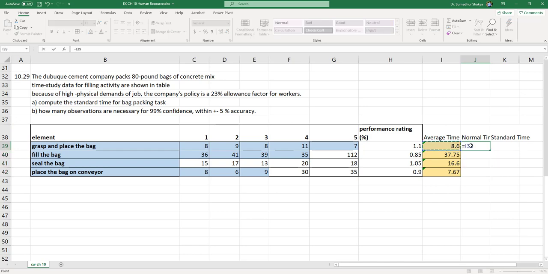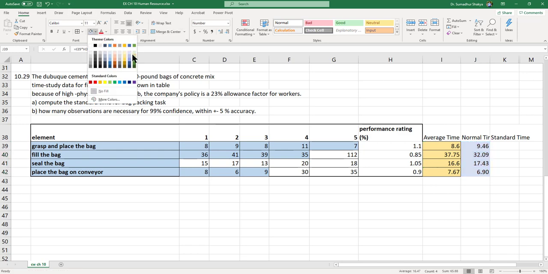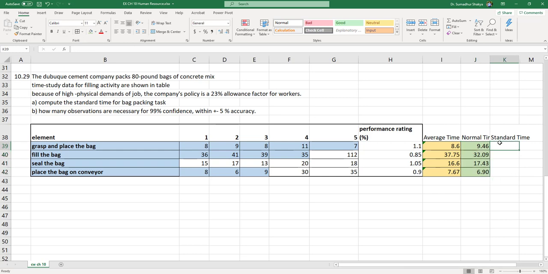Now normal time would then be average times multiplied by the individual performance ratings. So that gives us our normal times. Control Shift 1, then calculate normal times, and now the standard times are going to be, do we have the allowance factor?